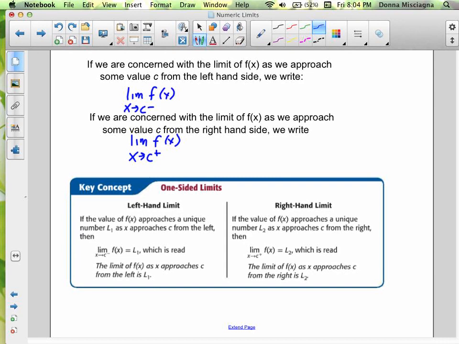All right, so let's look in a little more detail at the left-hand limit and right-hand limit. If the value of f of x approaches a unique number, L subscript 1, as x approaches c from the left, then the limit of f of x as x approaches c from the left is L subscript 1. So that negative just means that you're approaching from the left. If the value of f of x approaches a unique number, L subscript 2, as x approaches c from the right, then the limit of f of x as x approaches c from the right is L subscript 2. So we can have a left-hand limit, and we can have a right-hand limit.